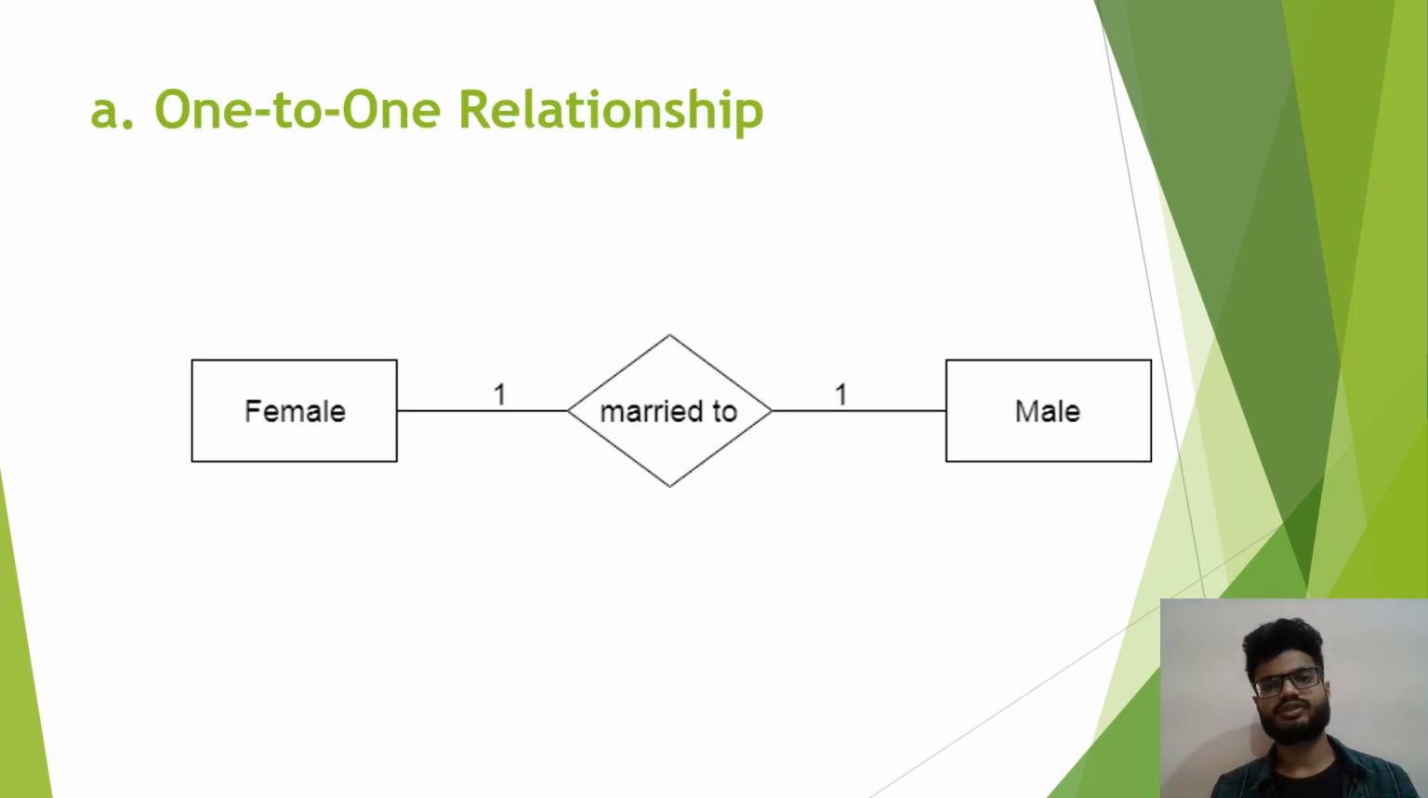Basically there are four types of relations: one-to-one relation, one-to-many relation, many-to-one relation, and many-to-many relation. First is the one-to-one relation, where one entity is related to another entity using only one relation. Like I told, one person can only have one Aadhaar card number, and one Aadhaar card number belongs to only one person. Here the example is given: one female can be married to only one person, and one male can be married to only one female.